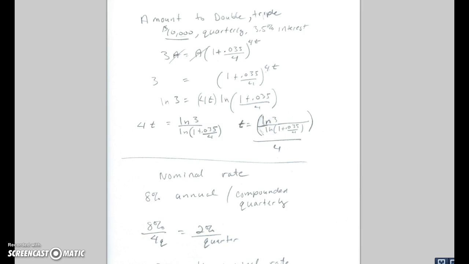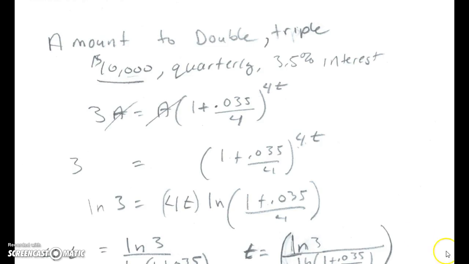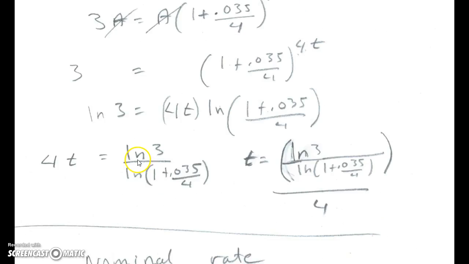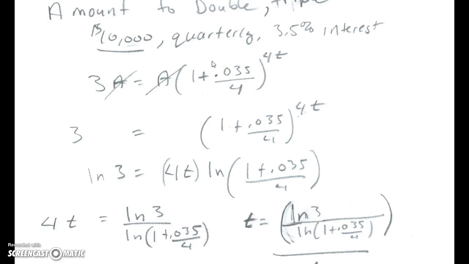One last thing. We just talked about this again. So here's amount to double, triple. Again, you take an amount, we're going to triple, just cancel out the A's. Again, what are we going to want to do? This is one thing I want to show you briefly.